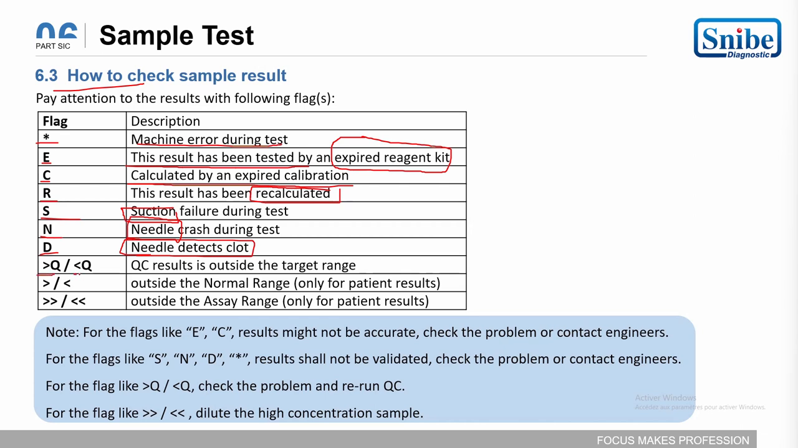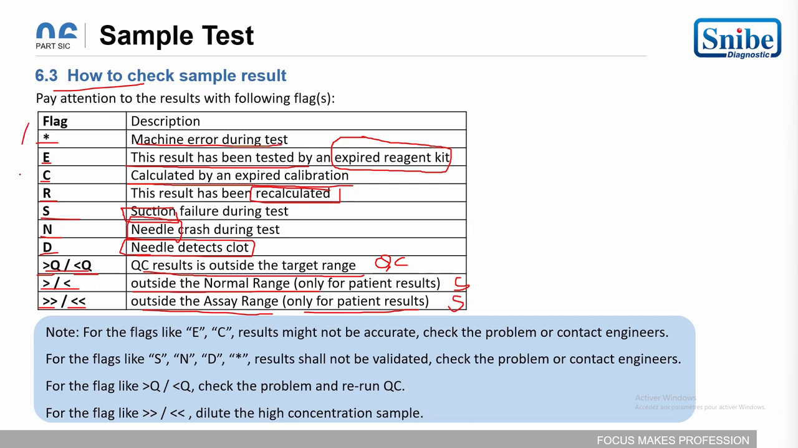Higher than Q or lower than Q means the QC result is outside the target range. This flag is only for QC. Lower or higher means outside of the normal range. This is only for samples. And too much higher or too much lower means outside the assay range. This is only for the patient results, for samples.